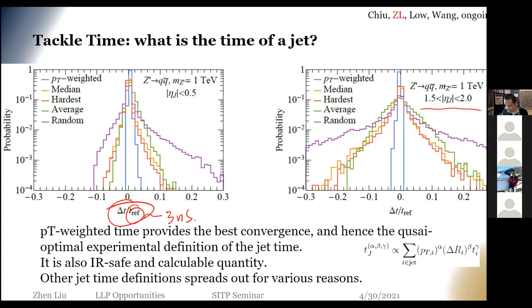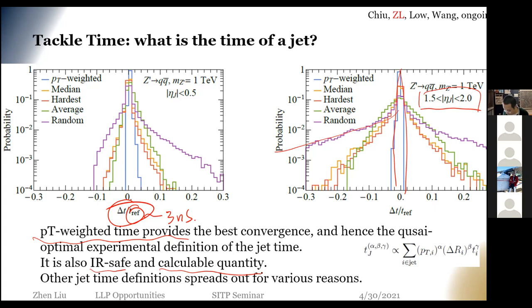For a semi-forward object, with pseudorapidity of 1.5 to 2, the spread is much larger, right? You can see the spread can be as large as a nanosecond for a random component definition. And clearly, there's an optimal definition here. That is the most narrow one, defined by this blue curve. This is the pT-weighted jet time that has the best convergence, and hence it's a quasi-optimal experimental definition of jet time. It turns out this definition is also an IR-safe quantity, and also a calculable quantity. And it even has the same weight as how we define jet direction. So it's a really nice way to define a jet.